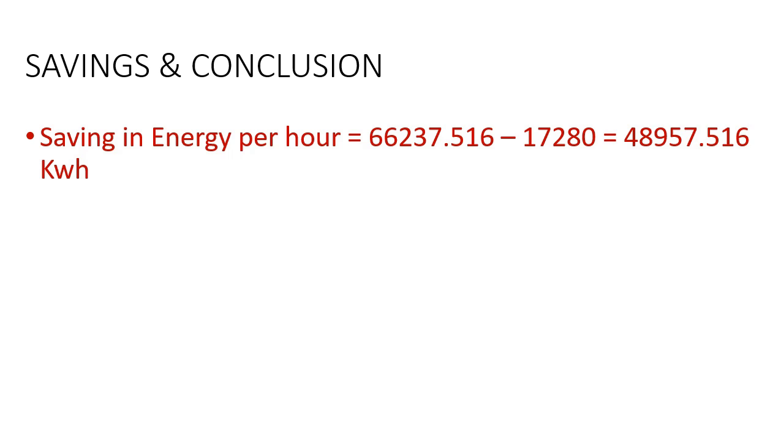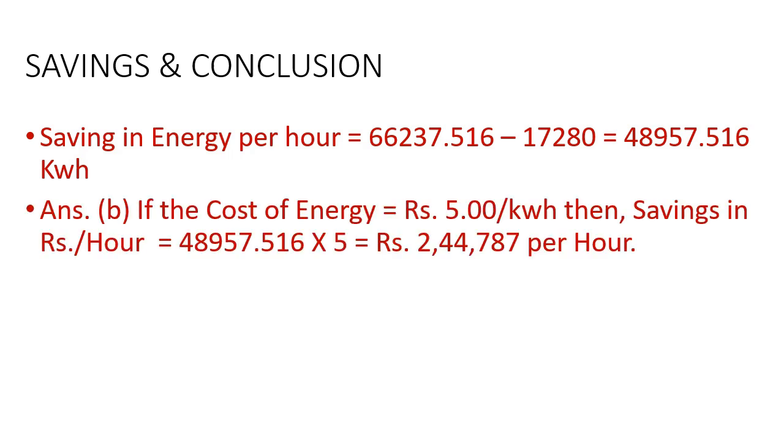Now the part of savings and conclusion. So the savings in energy per hour would be equal to the energy lost without insulation minus the energy lost with insulation. So that much is the saving. That comes out to be 48,957.516 kilowatt hours per hour.